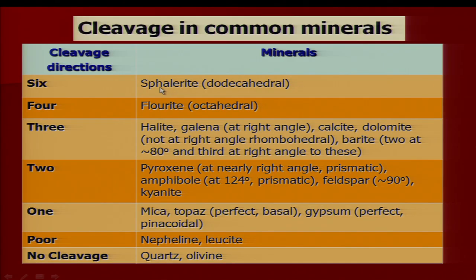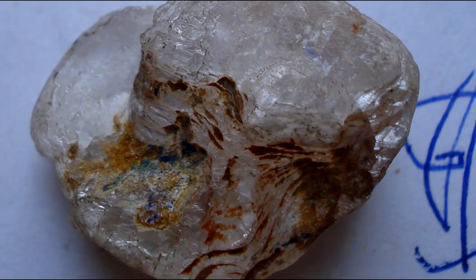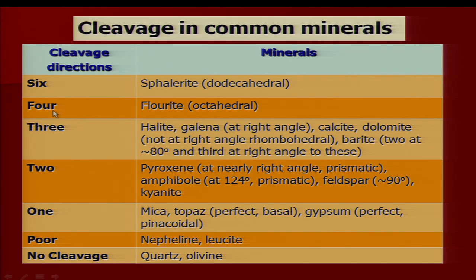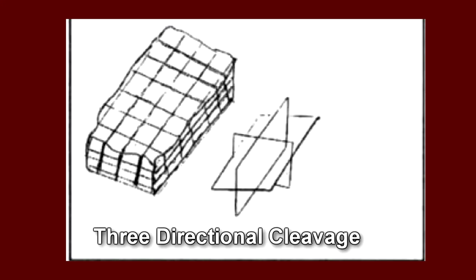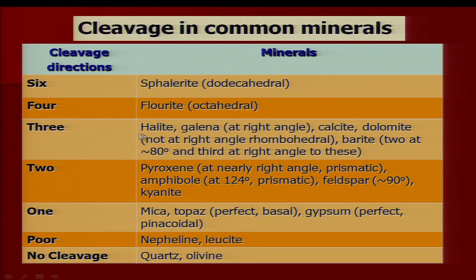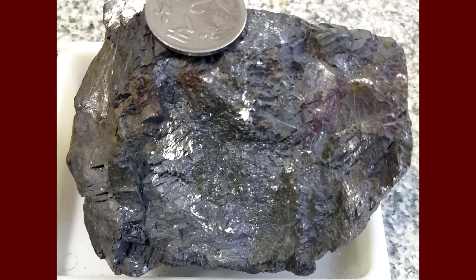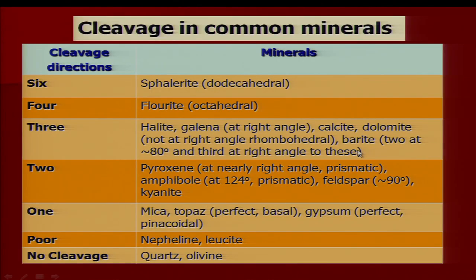There are minerals where the partings are possible in 4 directions, and we call it 4 directional cleavage. Such cleavages are found in fluorite. In 4 directional cleavage, it is parallel to octahedral faces. When it is parallel to 3 directions, we call it 3 directional cleavage, as in the case of halite and galena. These are two examples, and also calcite and dolomite.